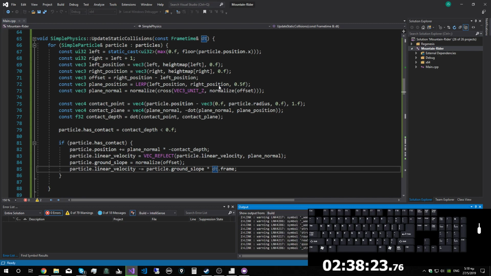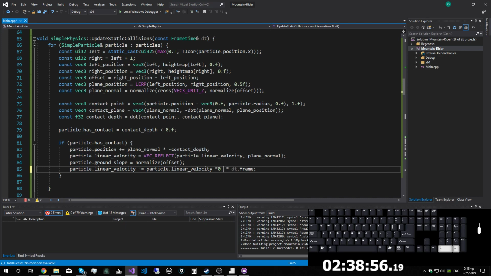Well, that cannot be true, because the larger the velocity, the stronger the friction force. So actually, no, it is not the ground slope. No, it is just the linear velocity itself times 1 minus 1f times the delta.